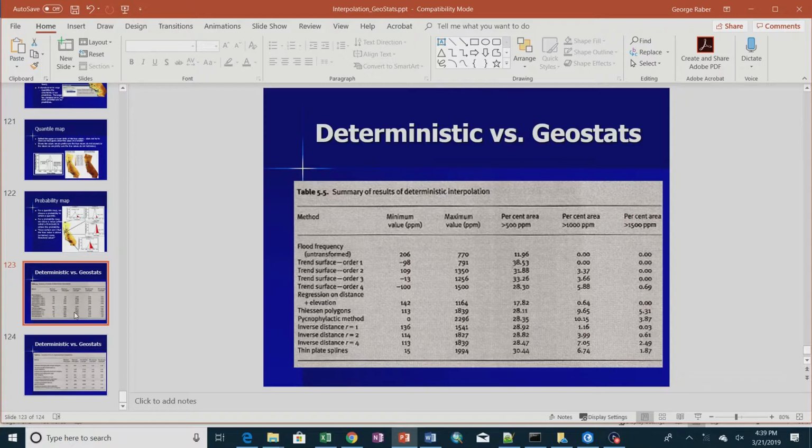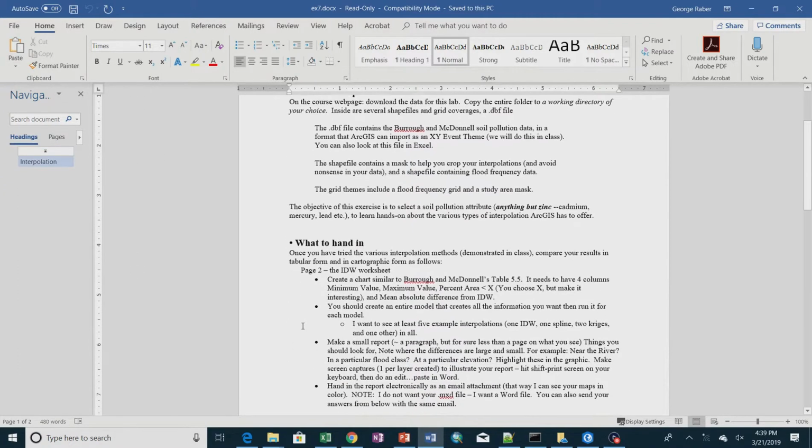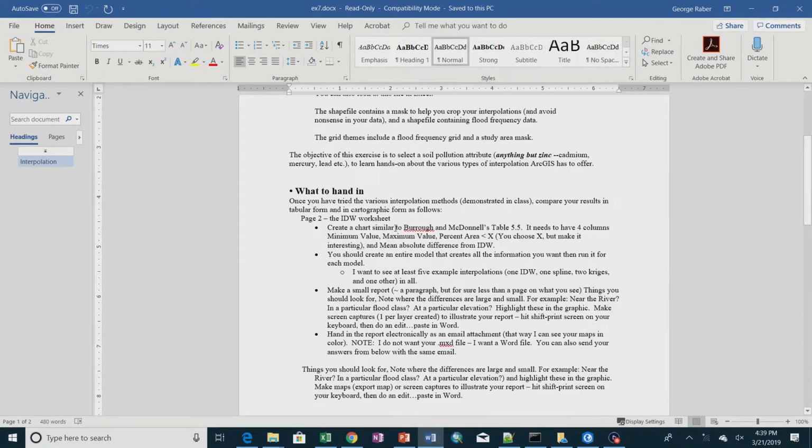But that's what I'm explaining here. So yours is going to have, I said 4 columns. Minimum value, maximum value, percent, and then the mean absolute difference. So we'll walk through calculating each one of these for zinc. We'll do that together.